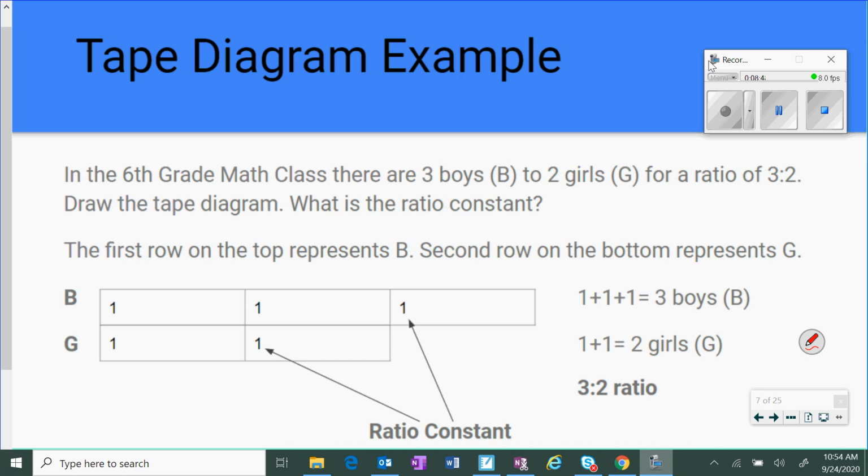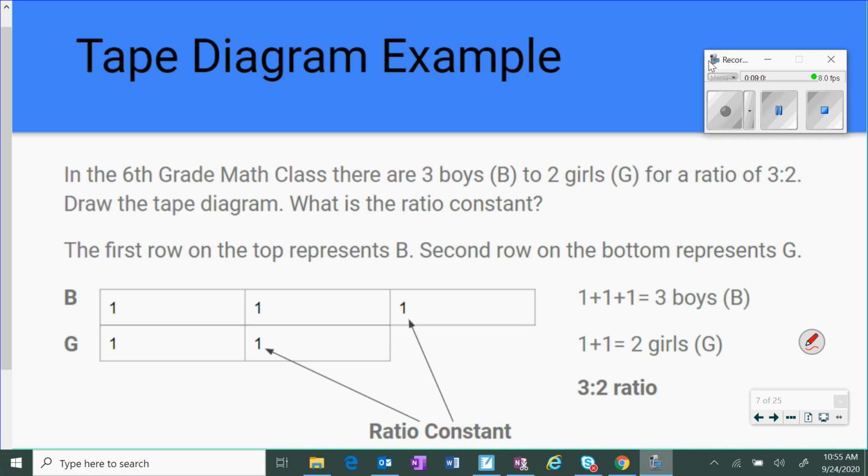It's that simple. We do label it, because the whole idea behind the tape diagram is I should be able to look at my tape diagram and really quickly get a whole visualization of everything it's telling me. So the tape diagram is really nice because I can look at this and say, oh wow, 3 boys, 2 girls, bang, makes sense.